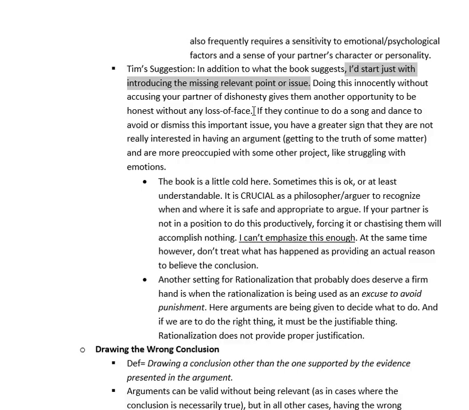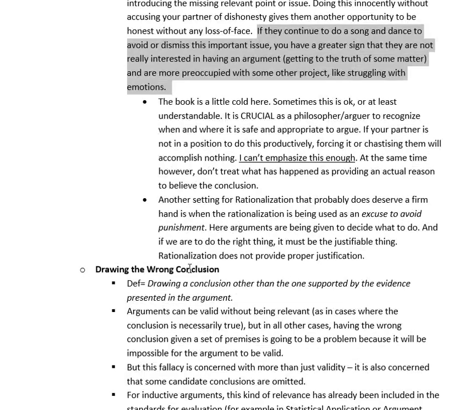Okay, but if that doesn't work, if they continue to do this song and dance to avoid or dismiss this important issue, as I say, you have a greater sign that they are not really interested in having an argument and are more preoccupied with something else, like maybe struggling with emotions. And this is another thing that I want to add on to the book's contribution and why I think this is important to talk about, why I prioritize this fallacy for us today. I do think the book is a little cold.